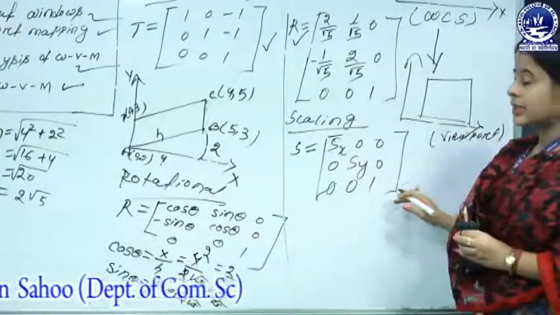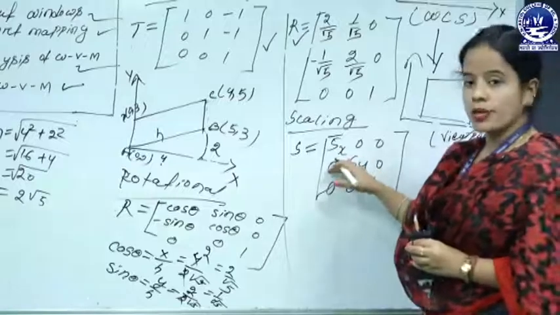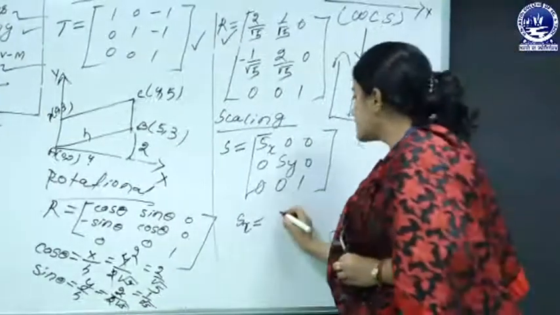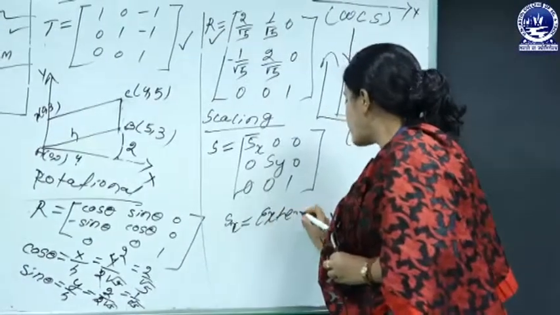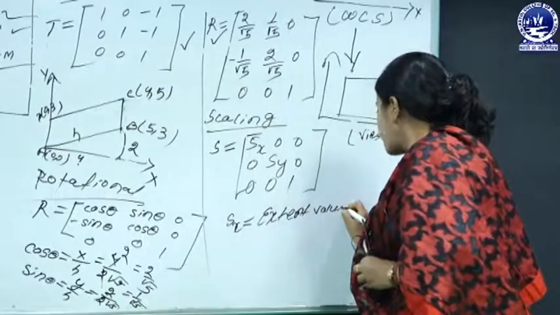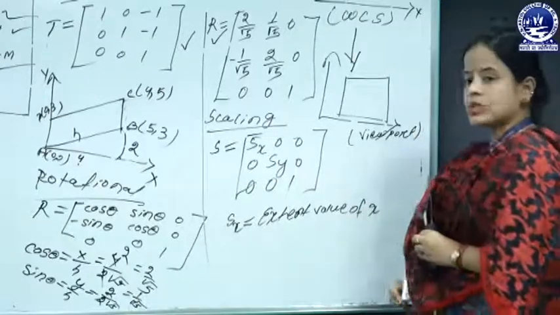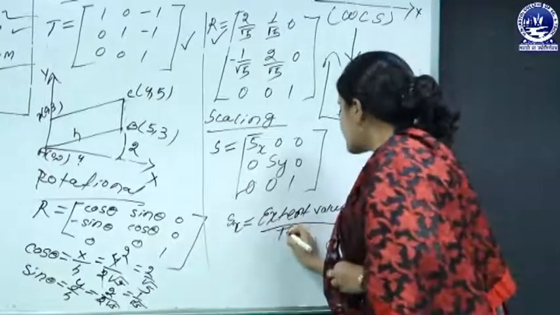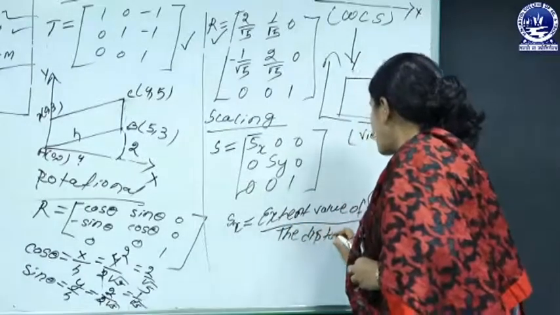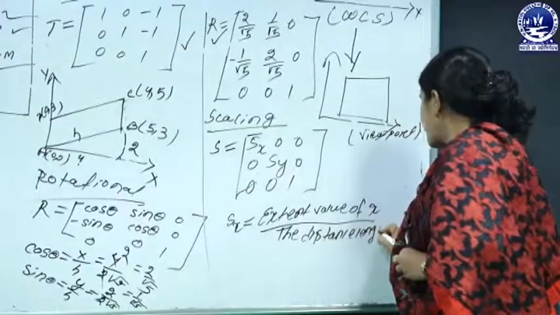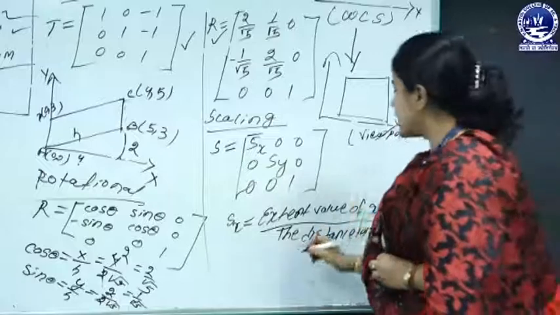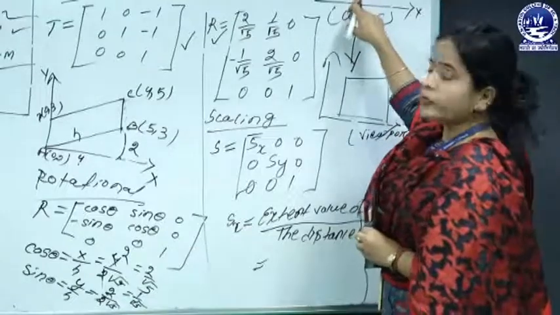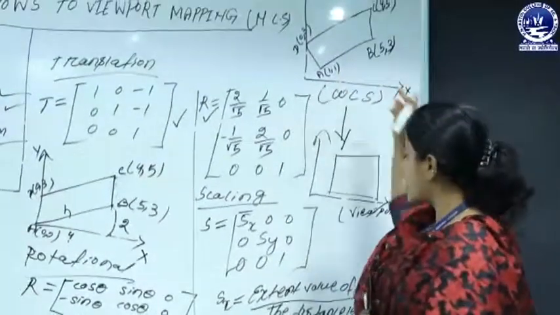So this is the general matrix. Now to check the value of Sx. Here the Sx value is calculated using one formula: the extent value of the window coordinate divided by the length of the x coordinate. That means the minimum value of the x coordinate in the case of the window, that's your value 1.